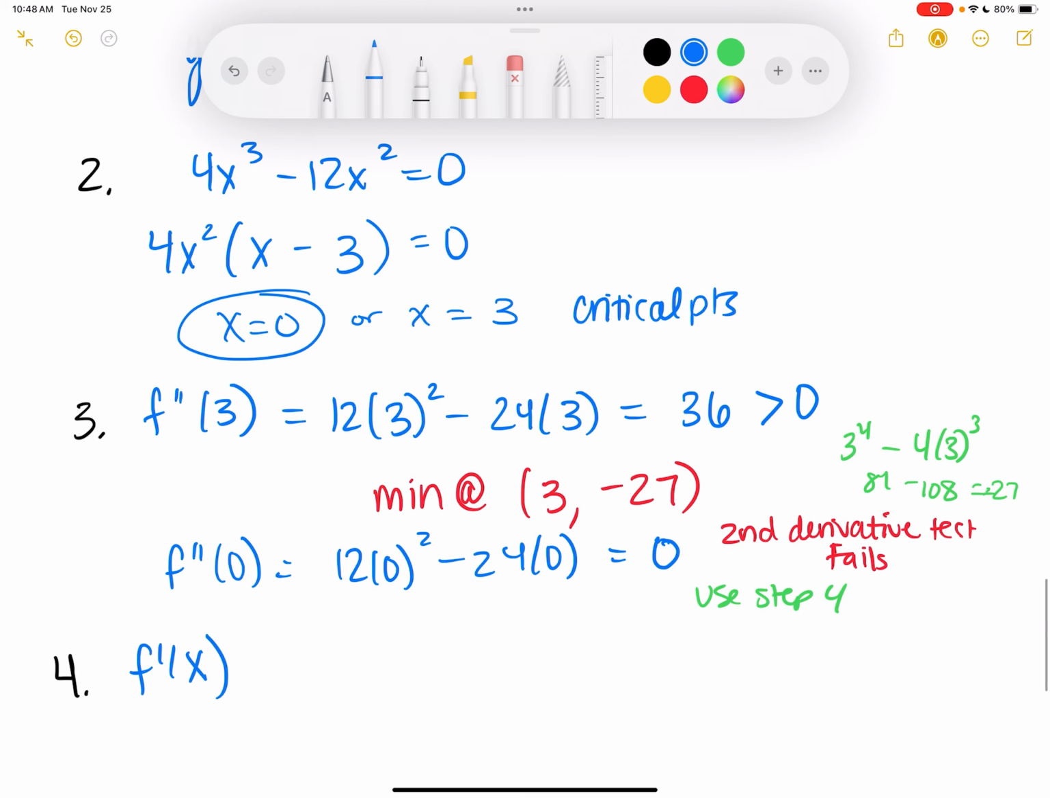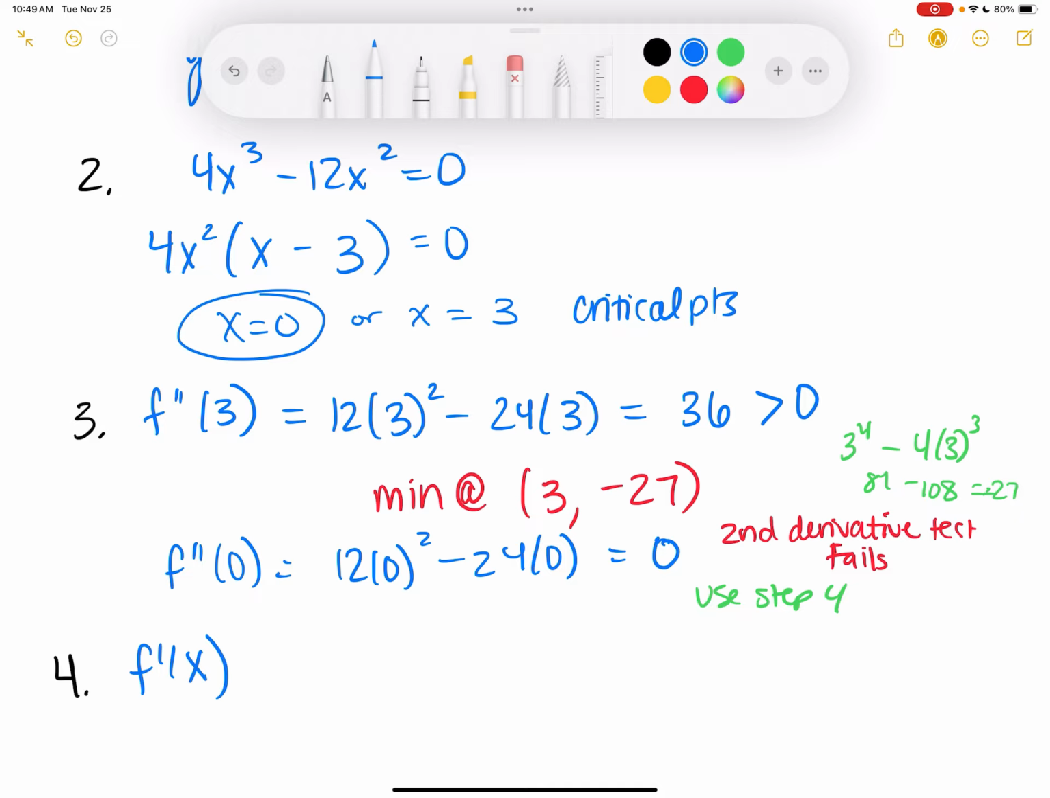So we checked each of the critical points that we got here into the second derivative for the second derivative test. If it's greater than 0, it's a min. If it's less than 0, it's a max. If it's equal to 0, we have a problem, and it fails the second derivative test. So that's what happened with this point at 0.